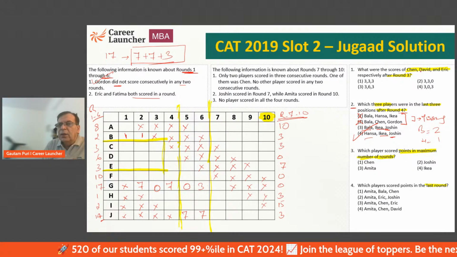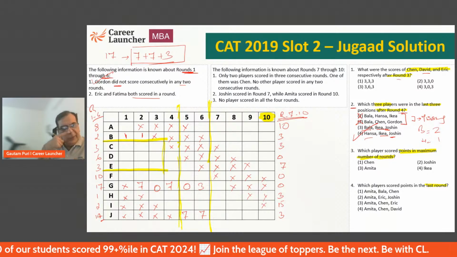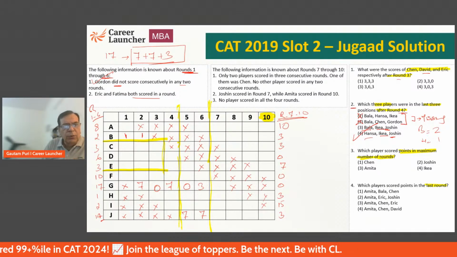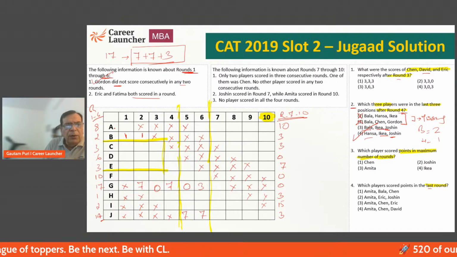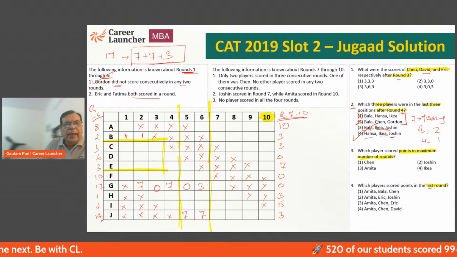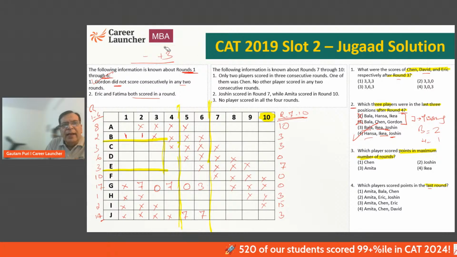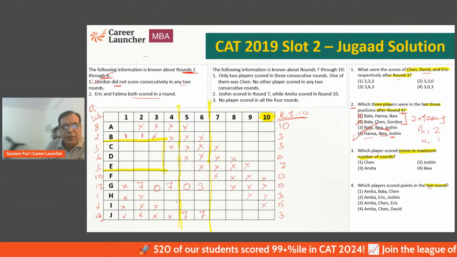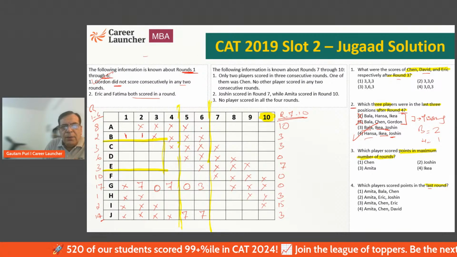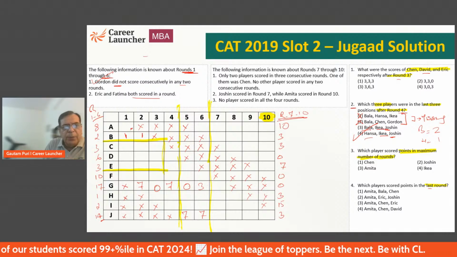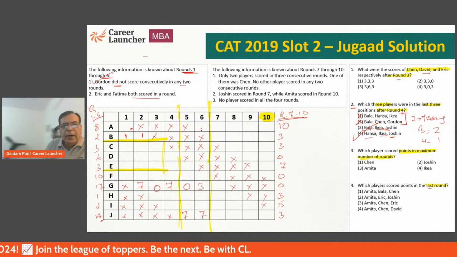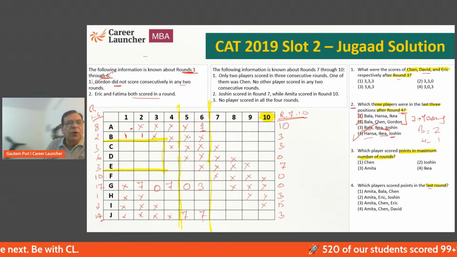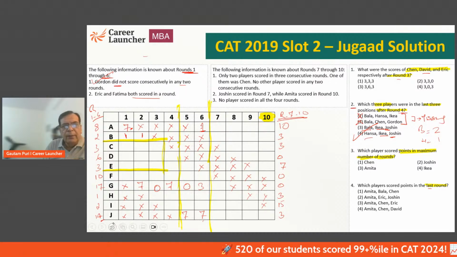The question 1 is the scores of C, D, E after round 3. And then we have which player scored in the last round. Now look at A. A has got 8 points. The only way A will get 8 points is 7 plus 1. So in round 1 and round 6, it can be 1 plus 7 or 7 plus 1. But round 6 already has a 7 with J. So round 6 can only be 1 for A and 7 here.